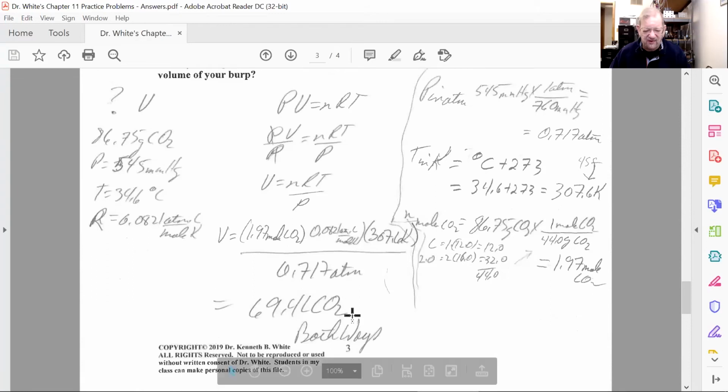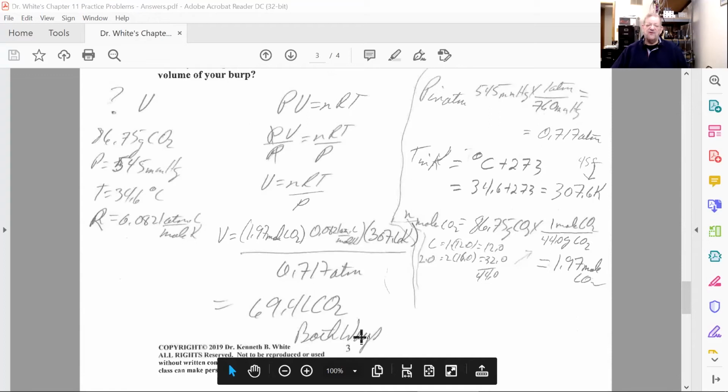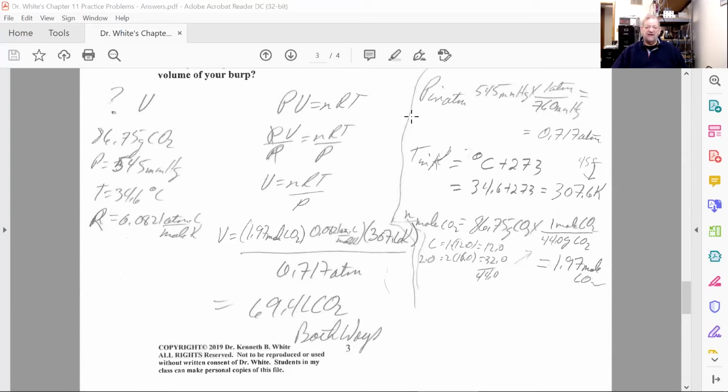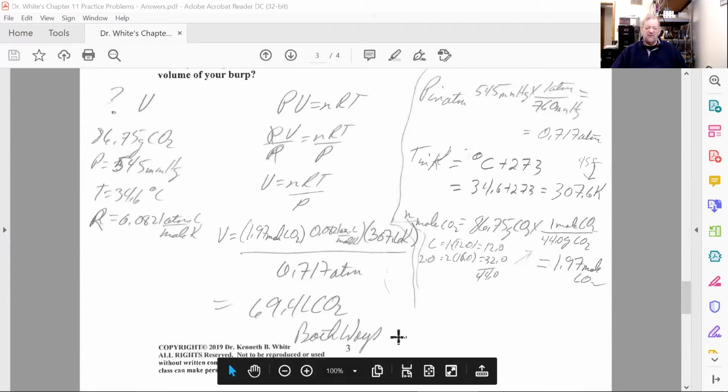Now, if you notice, let me move this, you see both ways. You can either round off at the end, which Dr. White doesn't like to do, but you can, or you can round off at each step. On a test, I will calculate both ways, and sometimes they're the same, sometimes they're different. If they're different, guess what? Either one would be correct.